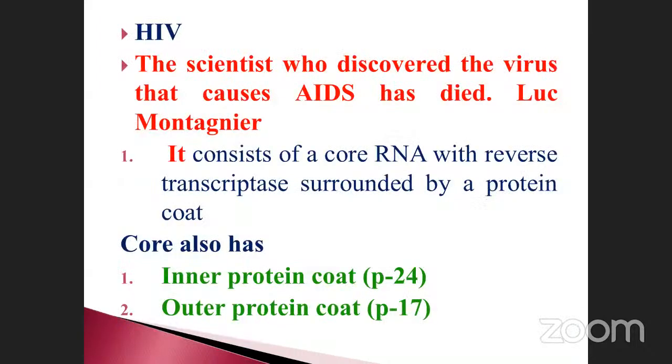Next, HIV, the virus that causes AIDS. It consists of a core of RNA with reverse transcriptase, surrounded by a protein coat. The core also has two types of protein molecules, the inner protein coat and the outer protein coat. The inner protein coat is the protein P24, and the outer protein coat is P17. These make up the core.